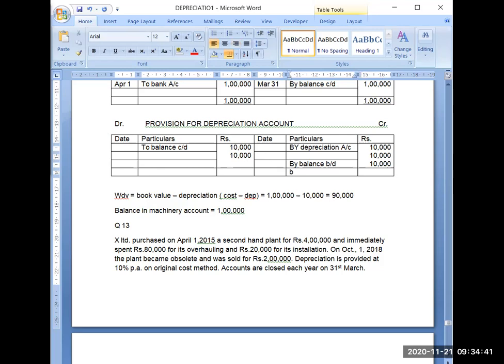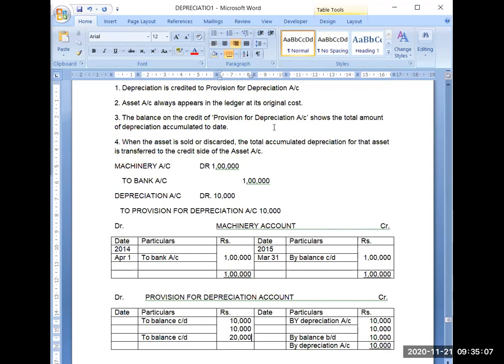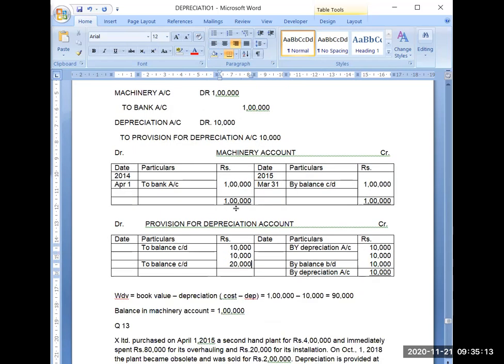Now in the second year also, I will charge the depreciation by depreciation account. Suppose the straight line method is there, 10,000. So now what will be the balance after 2 years? To balance carried down, it will become now 20,000. So the provision for depreciation account balance will show you the total amount of depreciation charged till that date on that particular asset. In the first year we have charged rupees 10,000. The balance is showing that it is 10,000.